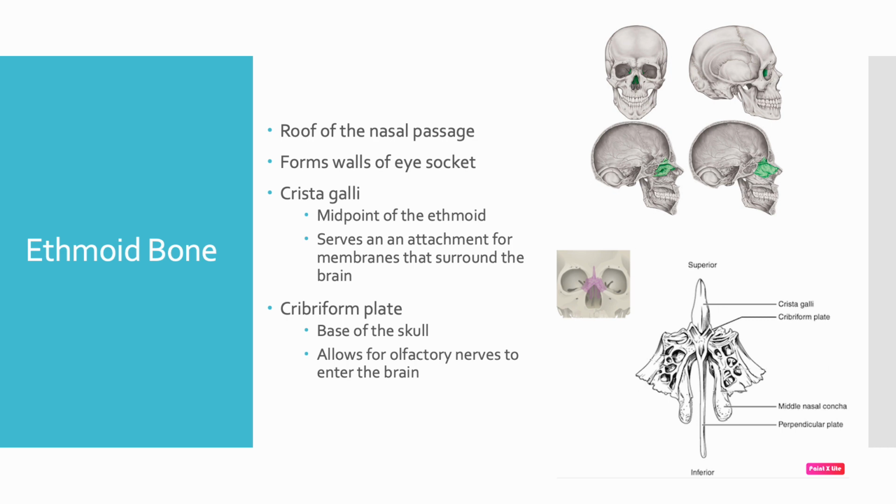Then there is a cribriform plate, which is at the base of the skull, and it allows for the olfactory or the smelling nerves to enter the brain. So the cribriform plate is a flatter part of the ethmoid bone, and its function is to attach the nerves that allow us to smell.